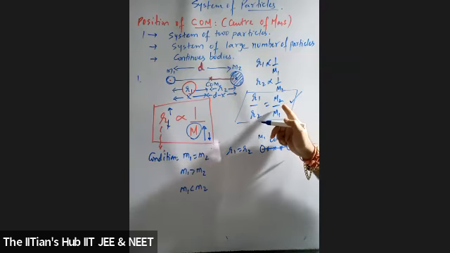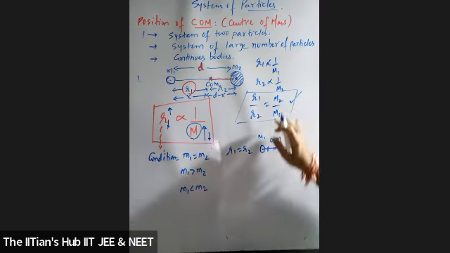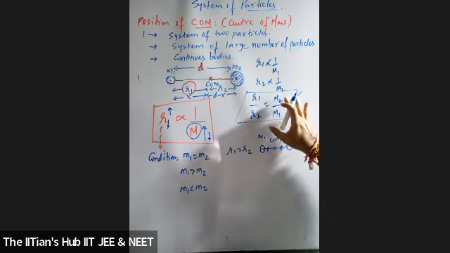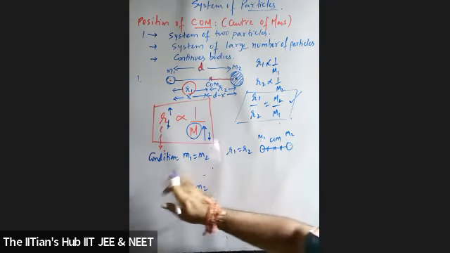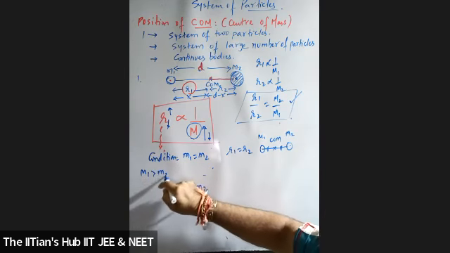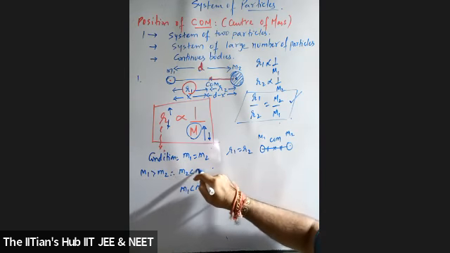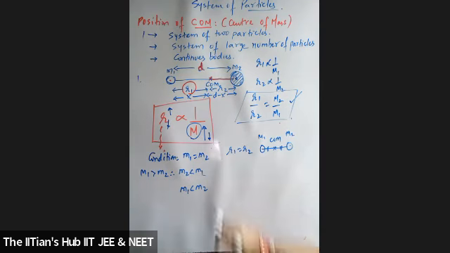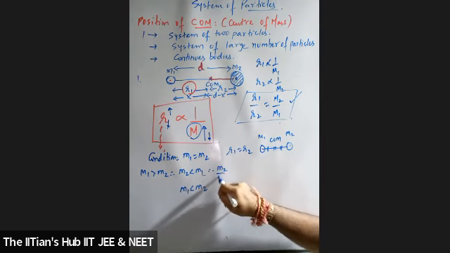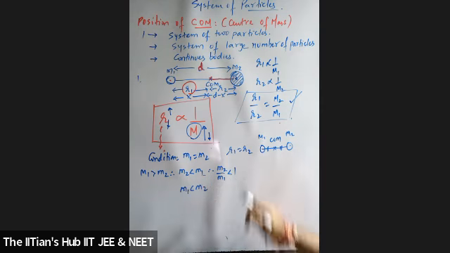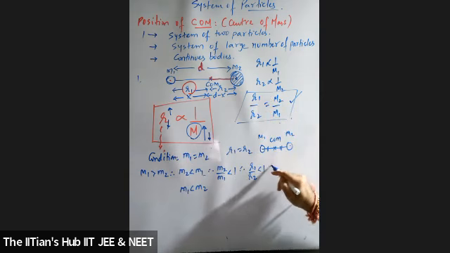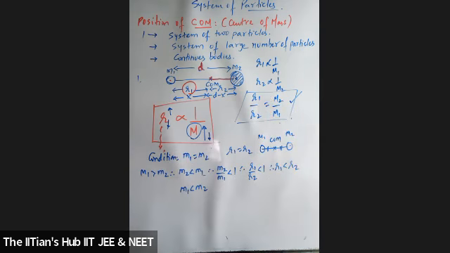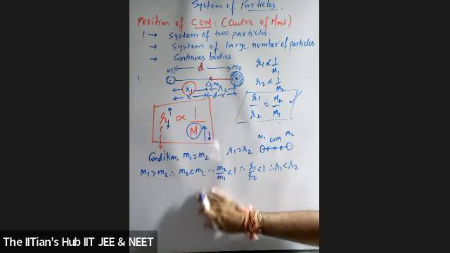Now suppose I say M1 is greater than M2. Are you getting it? M1 is greater than M2. So if I say M1 is greater than M2, I will put it over here. M1 is greater than M2, therefore M2 is less than M1. Therefore, can I say the ratio of M2 by M1 is less than 1? Therefore, can I say R1 by R2 is less than 1? Therefore, can I say R1 is less than R2? Is this clear, students?